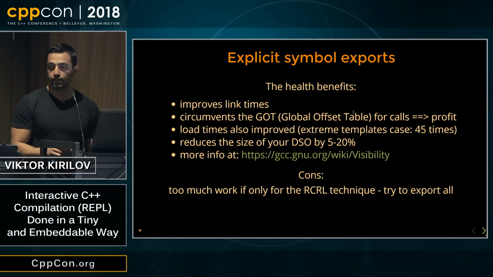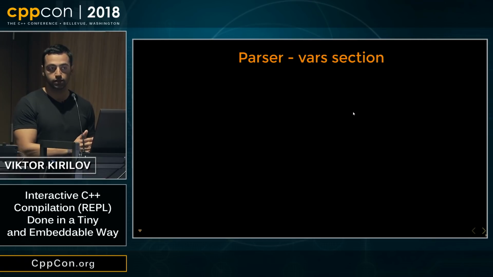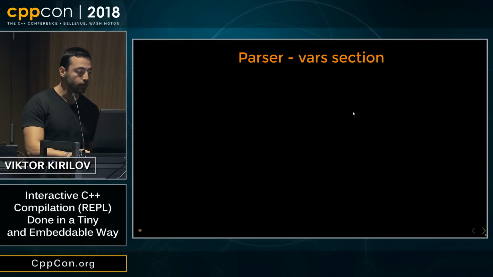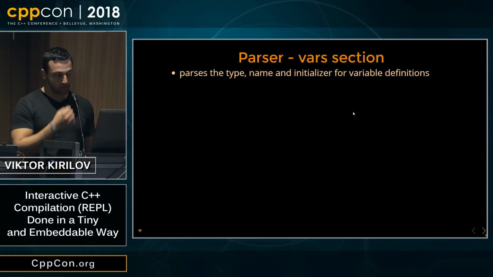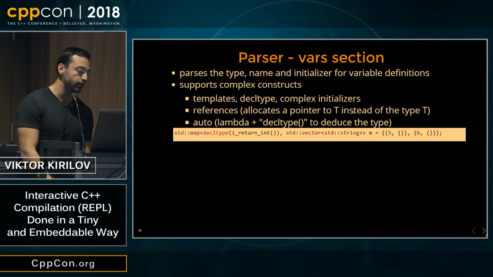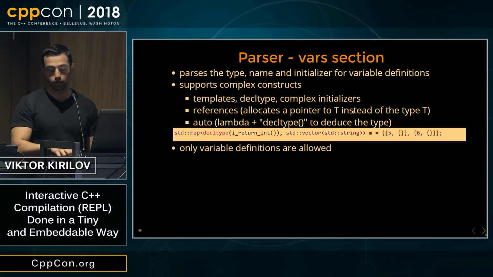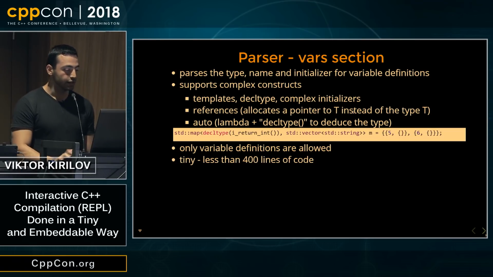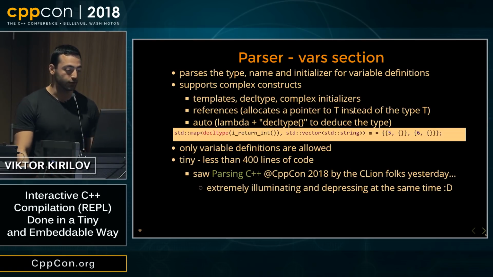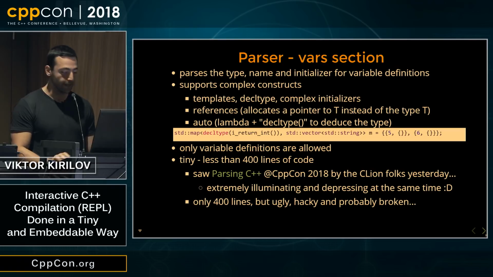So about the var section, you remember I said that we have to actually parse the type, the name, and the initializer from variables defined in a var section. So the parser supports complex constructs like templates, decltype, other initializers, references, auto, and only variable definitions are allowed inside of it. And it's also only 400 lines of code, so it's really tiny. Last night I attended this session by the Clang folks, and it was so illuminating and depressing. So I'm pretty sure that parser is not good enough. So it's probably a bit broken and hacky, but guess what? It's only 400 lines of code.